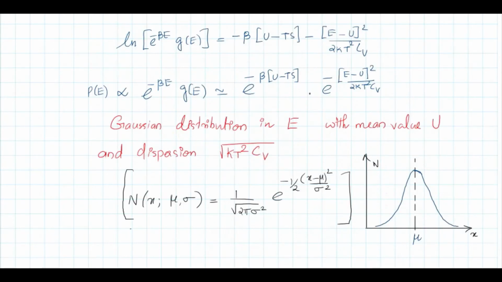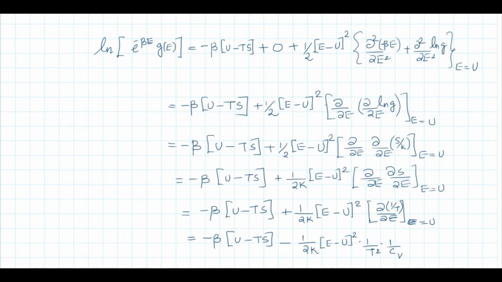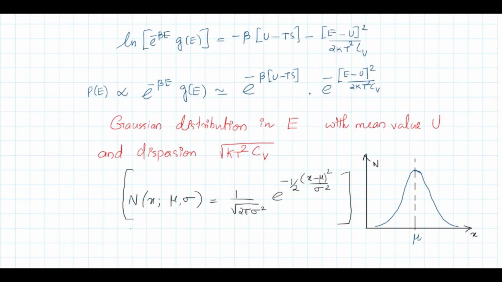So rearranging, I can write log of e raised to minus beta E g of E equal to minus beta into (U minus TS) minus (E minus U) the whole square divided by 2k T square Cv. Here you have 2k T square Cv in the denominator. So what is the probability density P of E? It is proportional to e raised to minus beta E g of E. So you have to take the exponential of this in order to cancel the logarithm. So take the exponential: e raised to minus beta (U minus TS) into e raised to minus (E minus U) the whole square by 2k T square Cv.